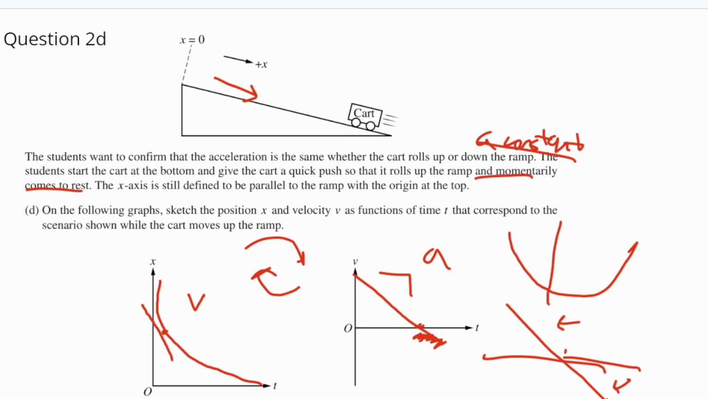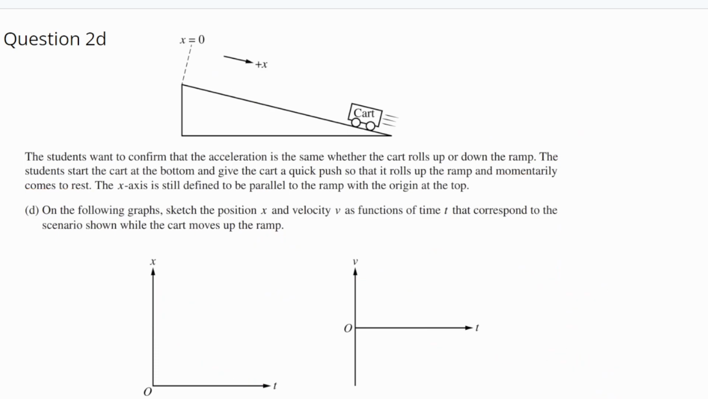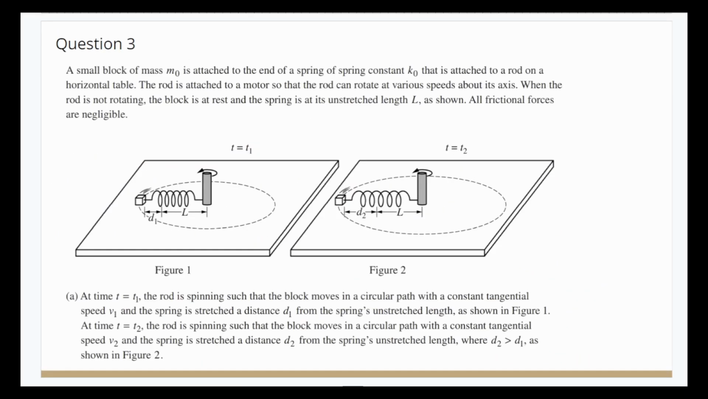Now we'll move on to the third question. Alright, this is question 3, the last one we'll be covering in this video. So we have a block of mass M0 attached to a spring with spring constant K0, to a rod on a horizontal table. The rod has a motor. The system can spin at a constant speed at various speeds. When the rod isn't rotating, the block is at rest and the spring is unstretched. When the block starts rotating, the spring will stretch a certain amount, and that's the basis for all the problems.